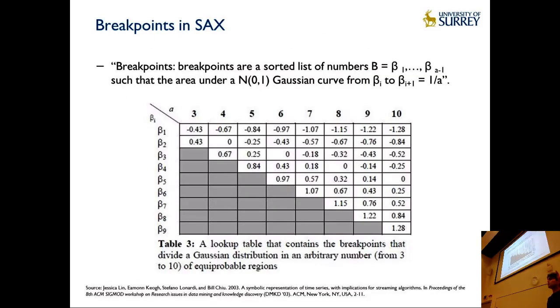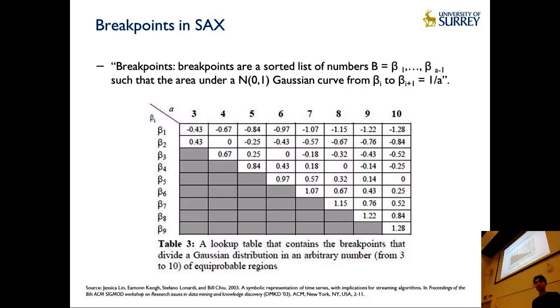You need to do this only once. And if I ask this in the exam, I'll give you the table. Because all your probabilities are Gaussian, and all of them are divided into equal areas under the Gaussian curve, these cutoff values are always the same.